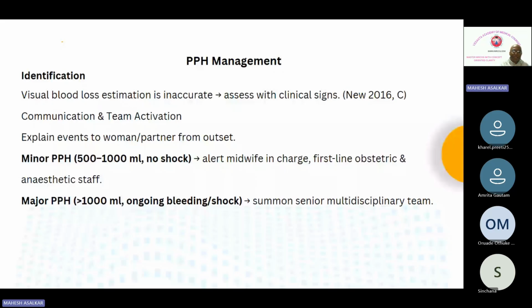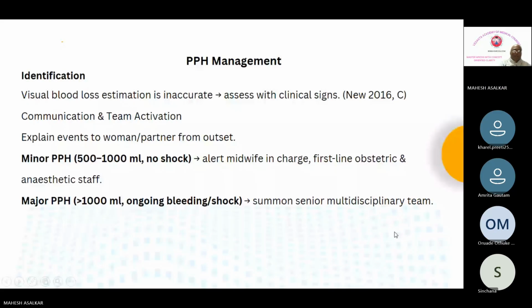The second is major PPH, where there is blood loss more than 1000 ml, or ongoing bleeding, or the patient is in shock. What you need to do is summon the senior multidisciplinary team. Here there is a role of the multidisciplinary team. You need to keep the people informed. Alert the midwife in charge and first line obstetric and anesthetic staff once there is a minor PPH; in major PPH you need to summon the senior multidisciplinary team.